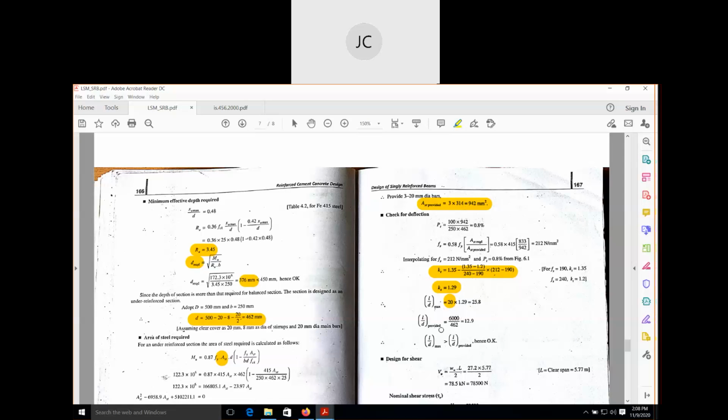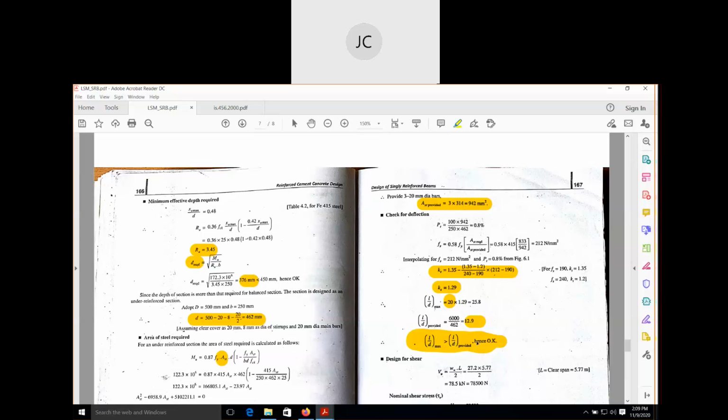Next we will check what is the ratio of L by D provided. L is 6000, that is the effective span. D is 462. So we have got the provided L by D ratio is 12.9. That means it is less than the maximum value. That means our design is okay. The provided L by D ratio must be less than the maximum value of L by D.